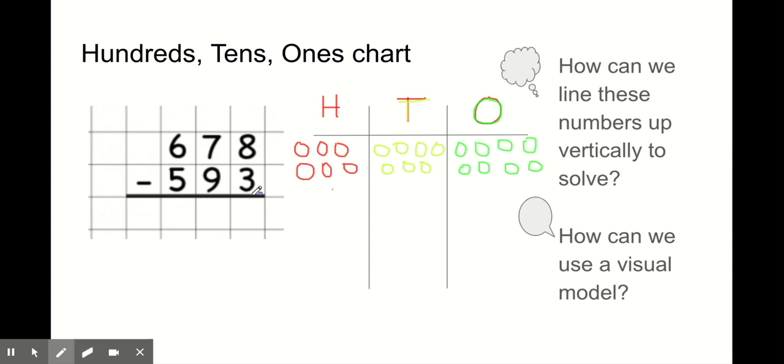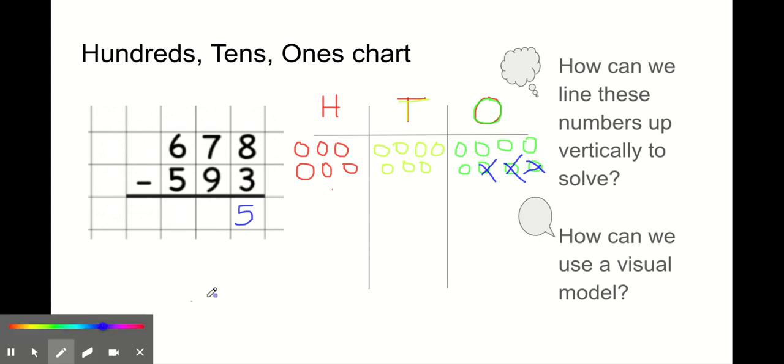Can I take 3 away from the ones? I sure can. 1, 2, 3. How many ones do I have left? I have 5 ones left. I did not need to regroup. What about from the tens? Can I take 9 away from 7? No, I can't.